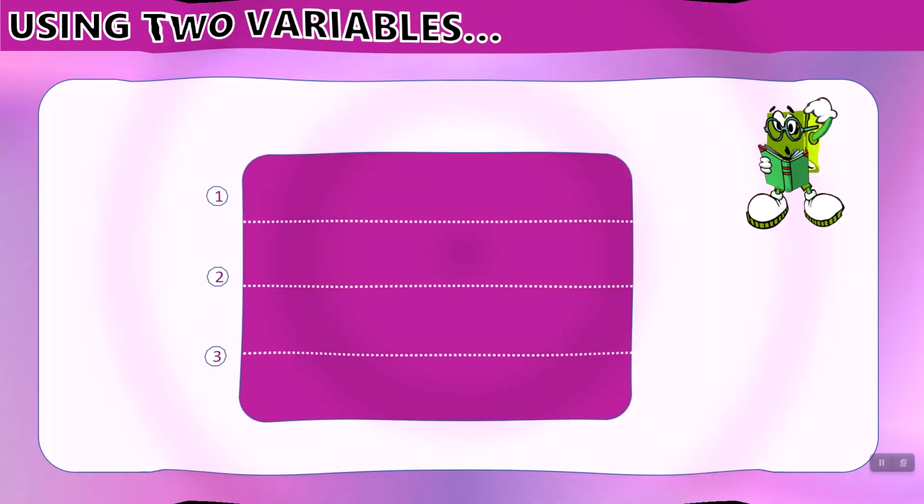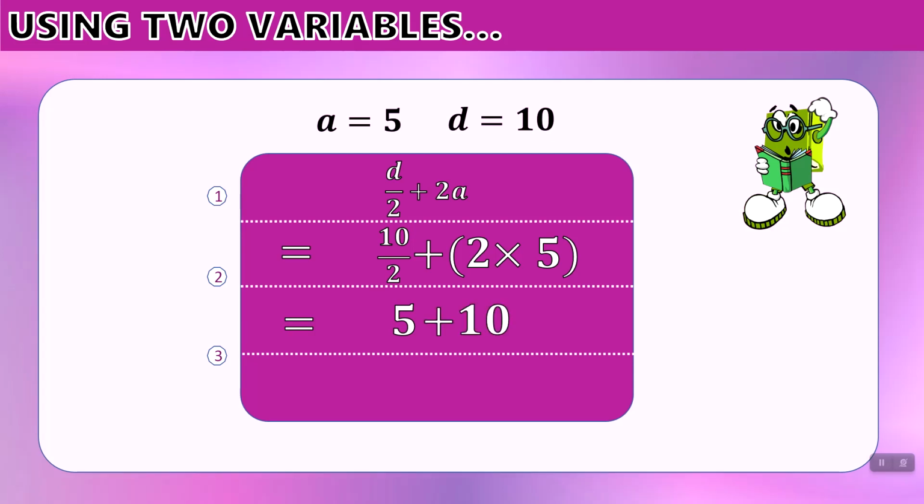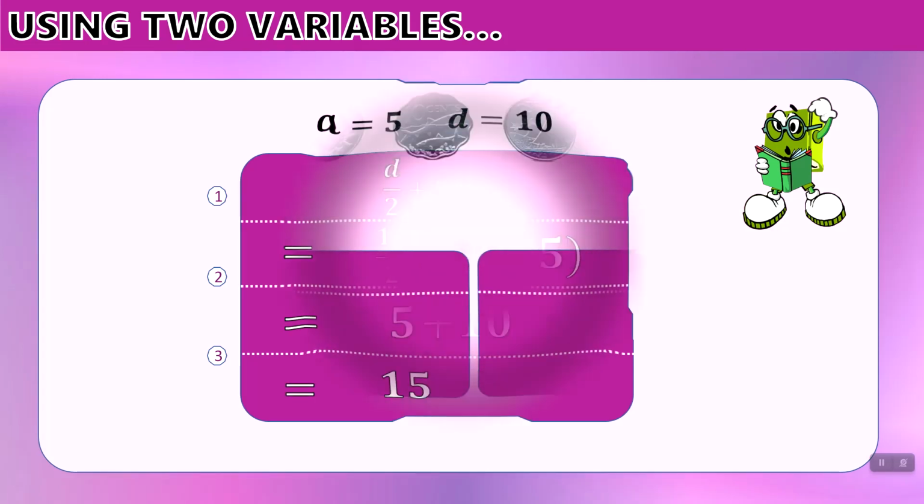Well done. How about if a equals 5 and d equals 10, what is the value of d over 2 plus 2a? Again, this is made up of two terms, d over 2 and plus 2a, which we have to replace separately. And so d is 10. We write 10 divided by 2 plus a is 2, and so 2 times a is 2 times 5. 10 divided by 2 is 5, and 2 times 5 is 10. So 5 plus 10 is equal to 15.